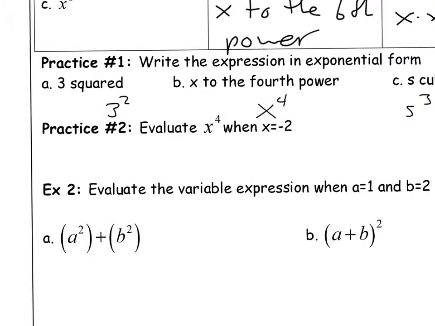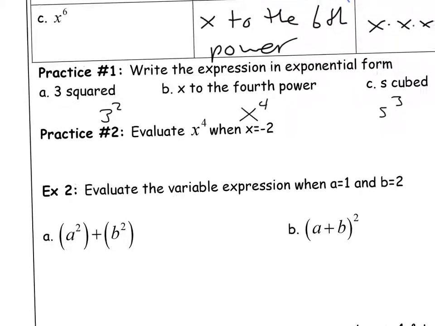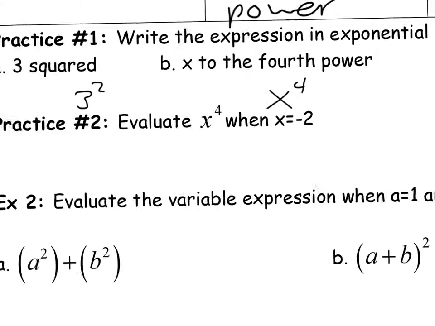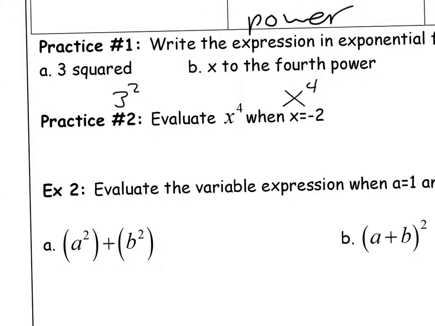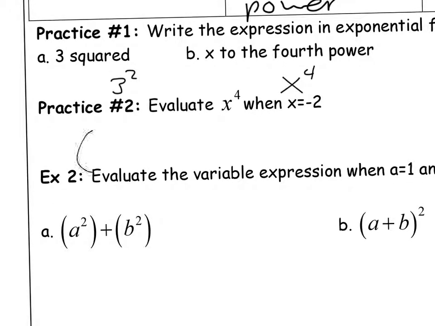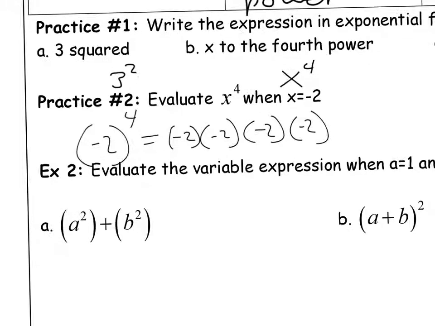Alright, what I want you guys to do now is go ahead and evaluate x to the 4th power when x equals negative 2. I want you to go ahead and try it, and then we'll check and see if you're right. Okay, so hopefully what you did is you put in some parentheses and you put negative 2 to the 4th power. Well, I just want to show you what this means, remind you that this means negative 2 times negative 2 times negative 2 times negative 2, right? It's negative 2 times itself 4 times.